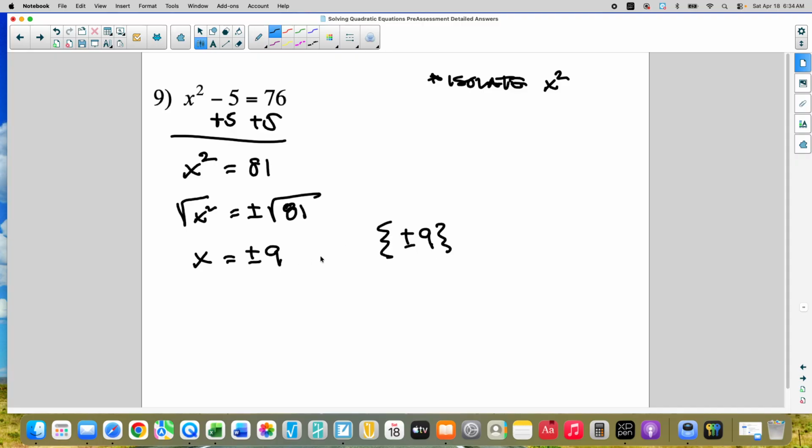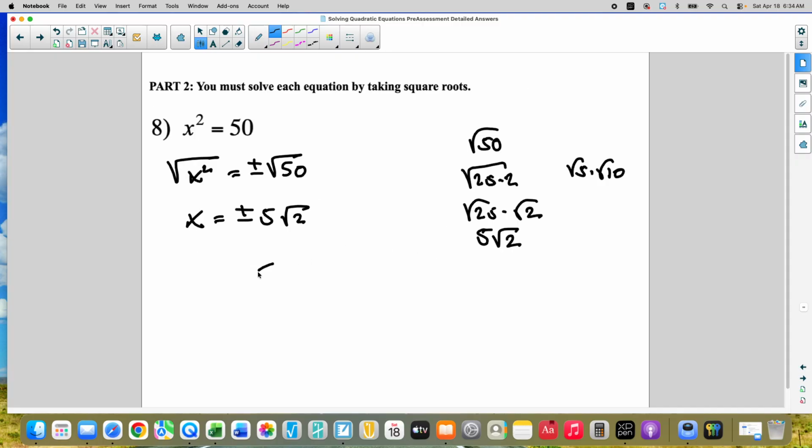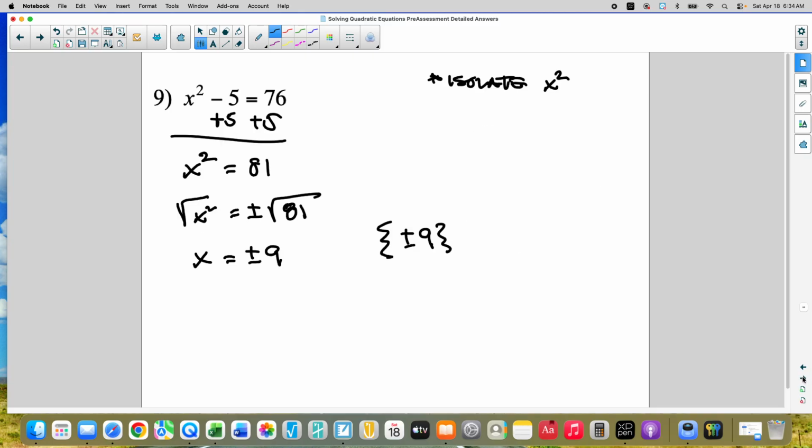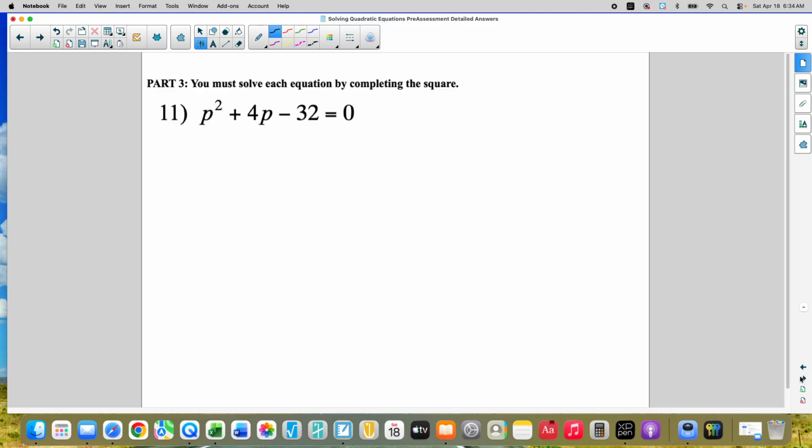And that means, well, we'll go back to this one. This means plus or minus 5 rad 2. It's just a more efficient way of writing two solutions. Okay, that's isolating, that's solving by taking the square root. Part 3, that was pretty quick, part 2.